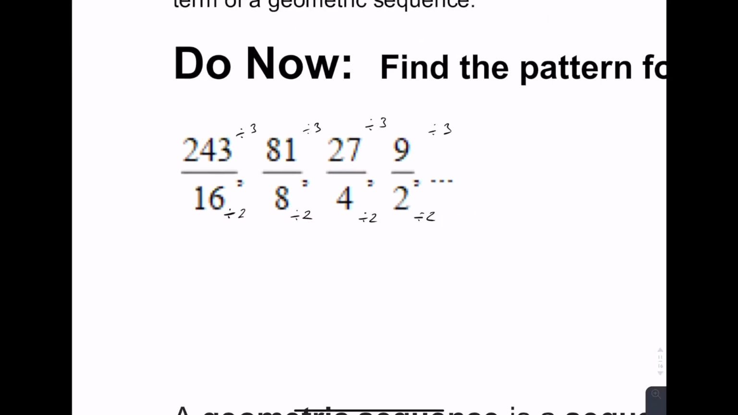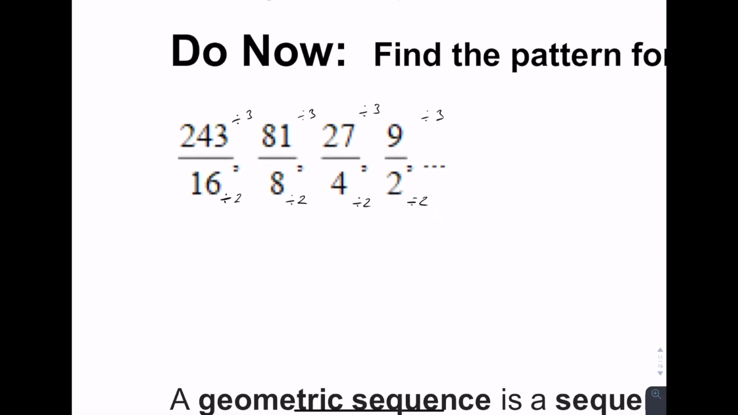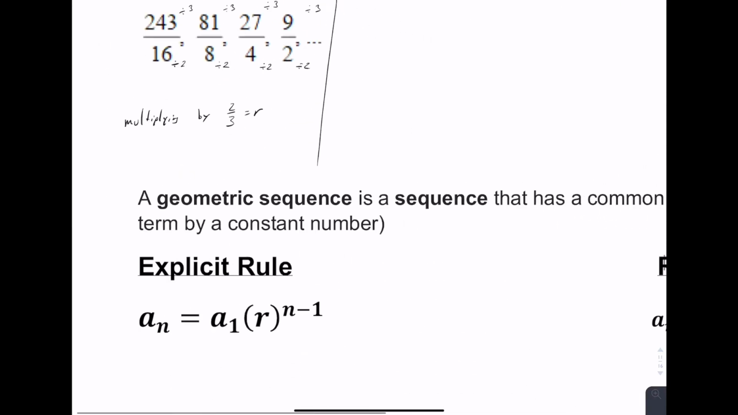And so it seems like if we instead want to say multiplying, we are multiplying by the reciprocal of what we just did, 2 over 3, every single time. All right? If you had a calculator, you can confirm that. And this is what we're going to call R. Okay? And so we're multiplying by 2 over 3. And that's called R. It's called the ratio. And then we'll figure some stuff out later. But that's all we did. We multiplied by 2/3 every single time.